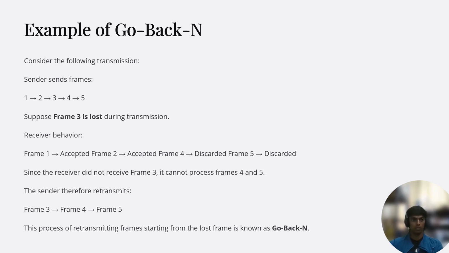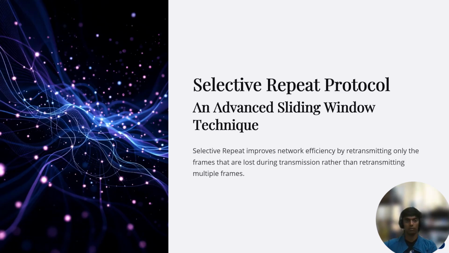Next, let us talk about selective repeat protocol. Another important sliding window protocol is the selective repeat protocol. The selective repeat is designed to improve efficiency compared to go back N. So in this, instead of retransmitting multiple frames, selective repeat retransmits only the frames that are lost or corrupted. This makes the protocol much more efficient, especially in networks where errors occur frequently.